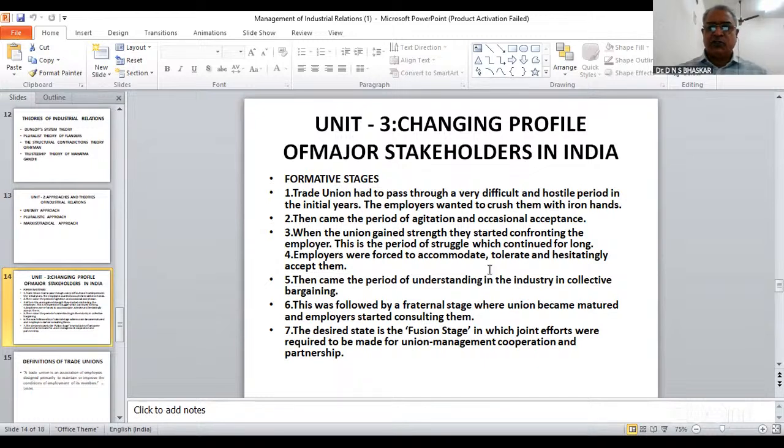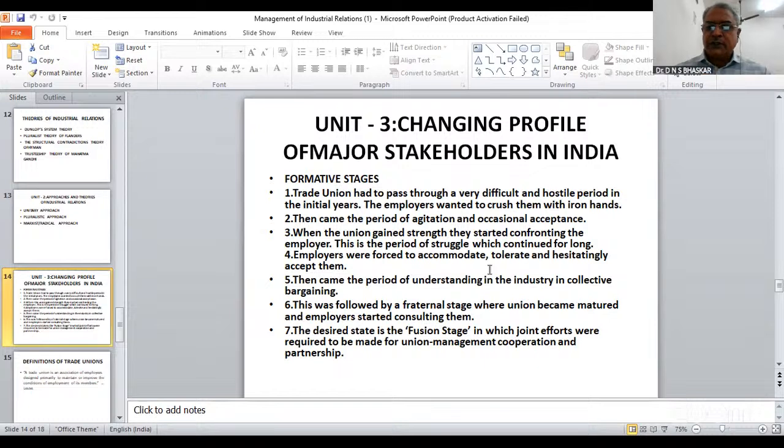When agitation started, they became a group. They became members of the group. Again, they formulated into a group, and with the help of the group, they started agitating against the employer. This period of struggle, which continued for a very long period of time, put a lot of force on the employer to treat them as human beings.